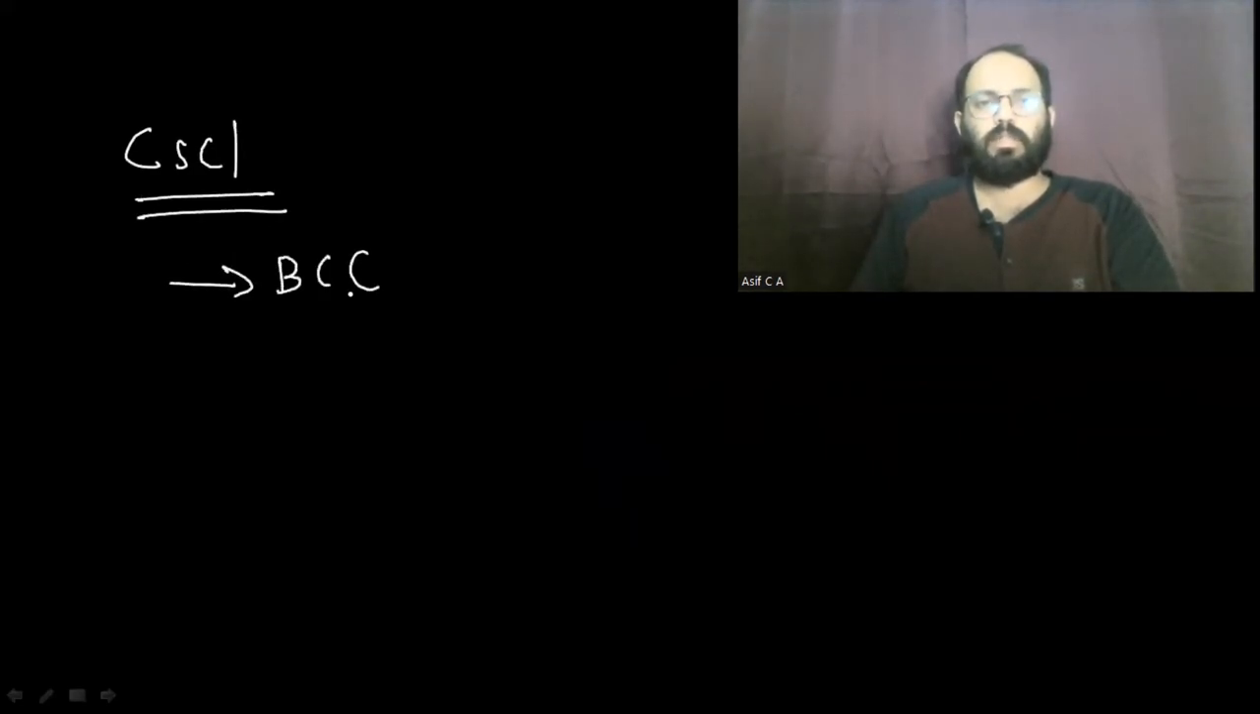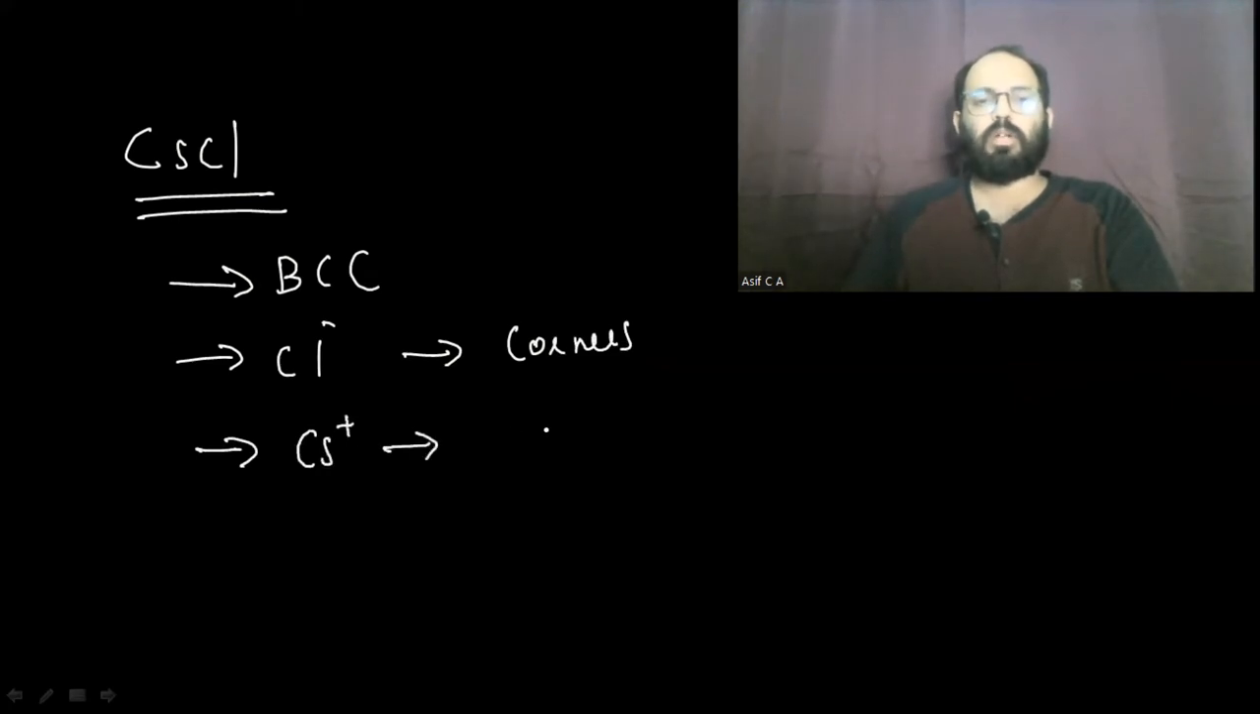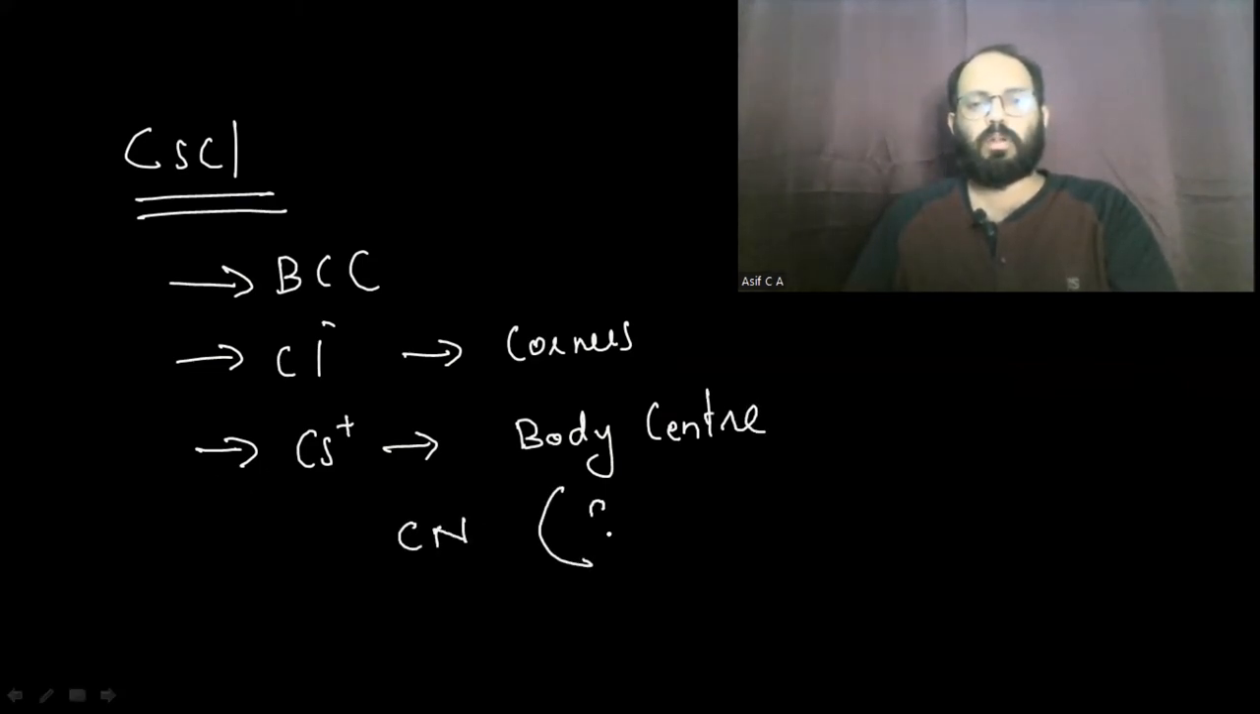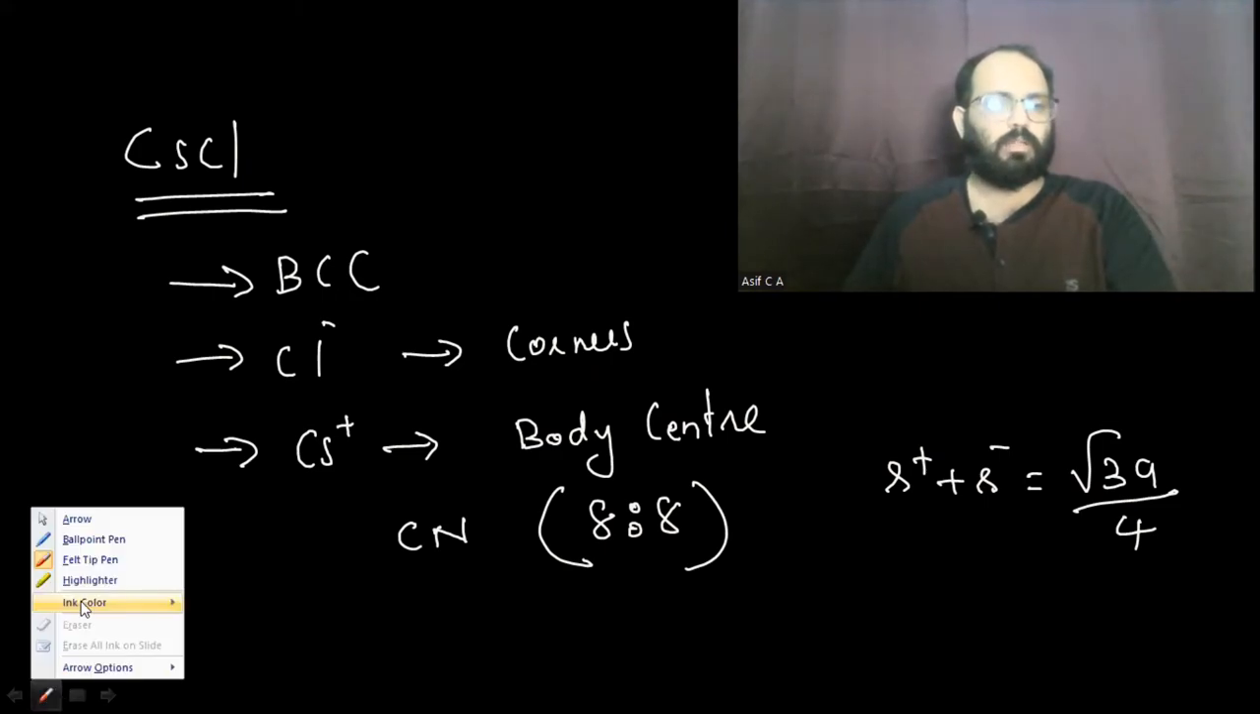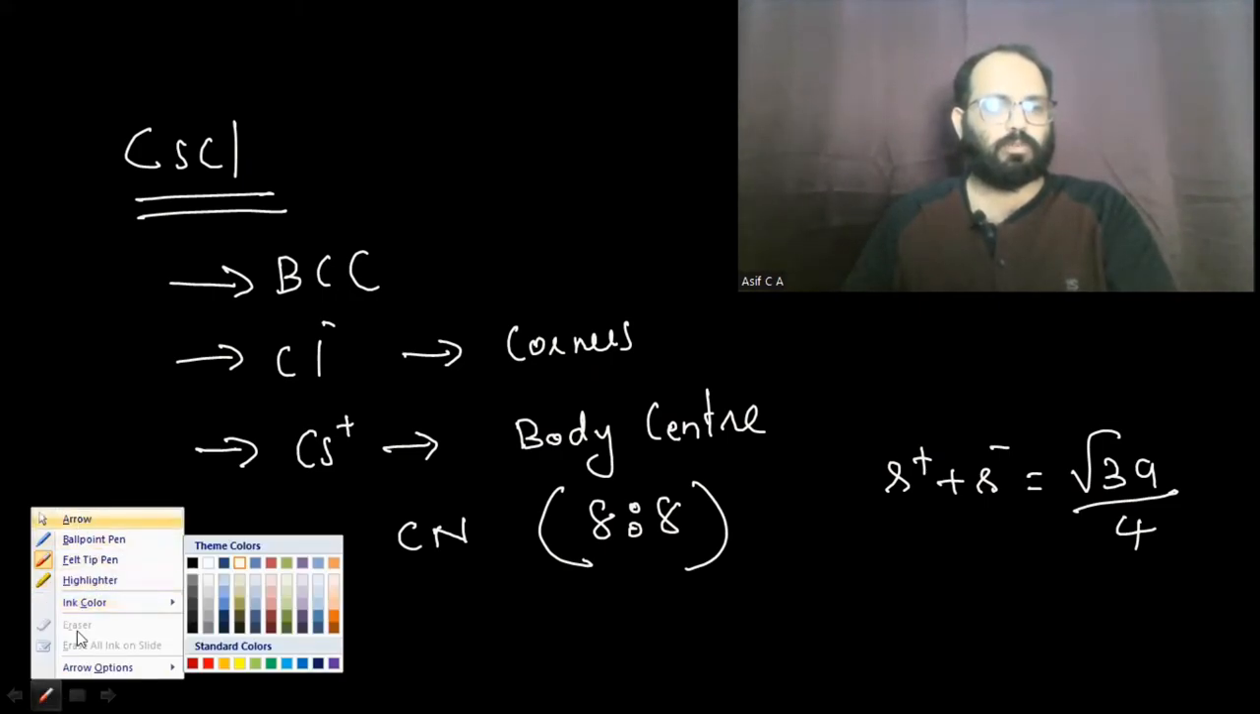Then the next one is CsCl. CsCl is forming BCC. In BCC, Cl minus will be going to the corners, and Cs plus will be going to the body center. The coordination number is 8:8, since this is BCC. The equation is R plus plus R minus is equal to root 3 A by 2. Sorry, not root 3 A by 4, it is root 3 A by 2.